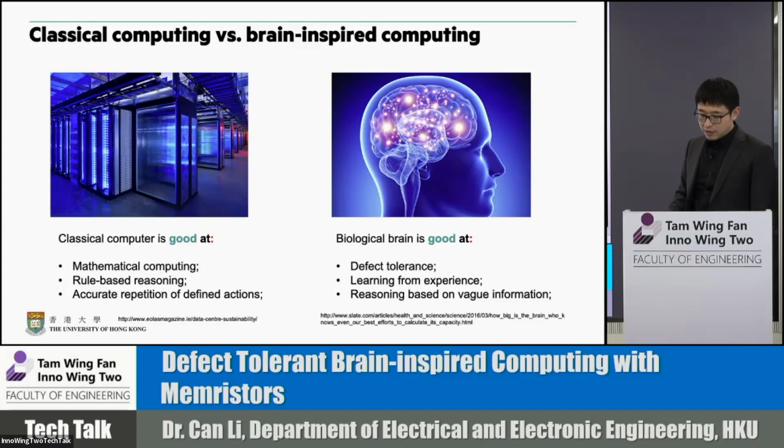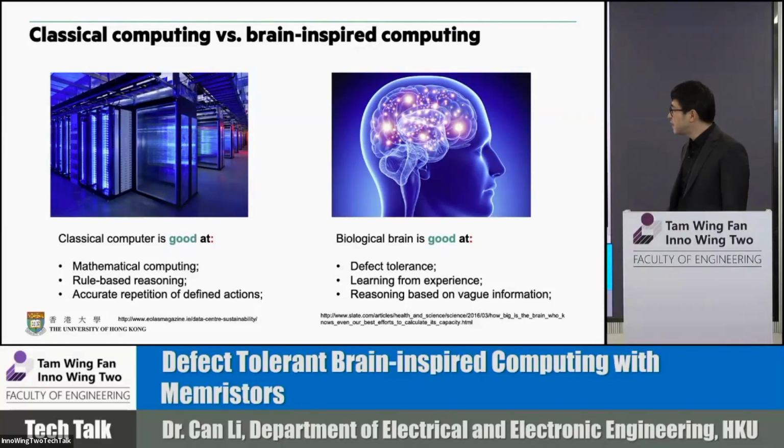And we need the classical or digital computer because it can do many things that our human brain is not very good at. For example, they are very good at mathematical computing, very good at repetitive execution of defined actions, and also very good at rule-based reasoning.